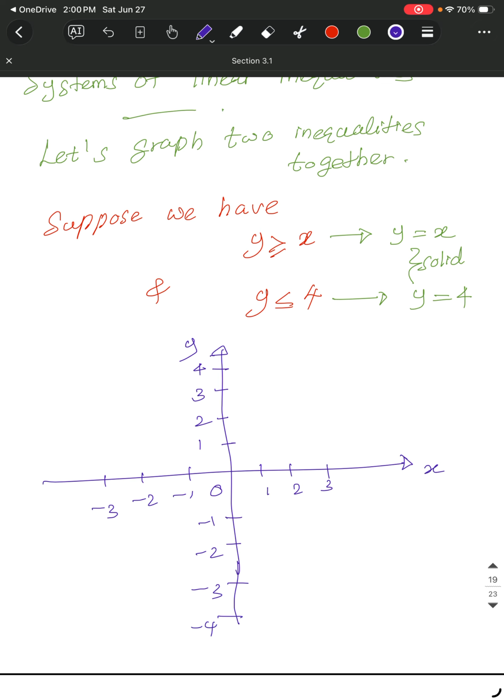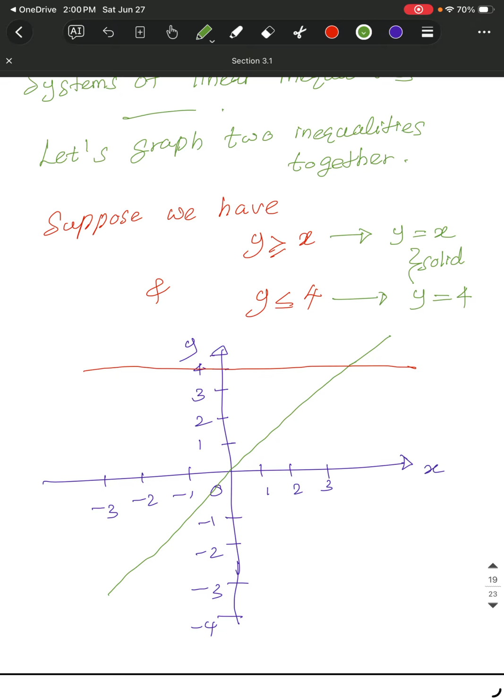Okay, so y equals x means the line which goes through the 0, 0, y equals x. And y less than 4, y equals 4, that means the line here. Okay, so shade the first graph first.